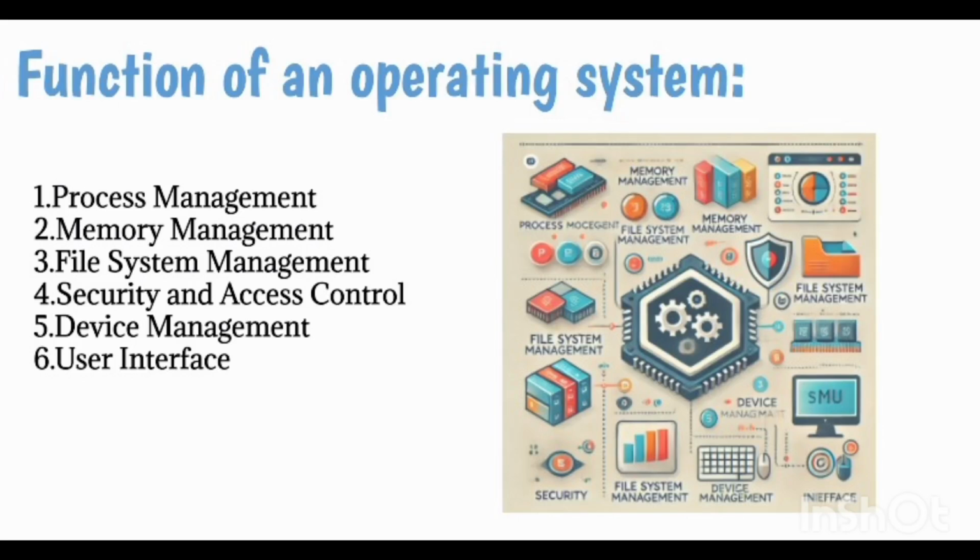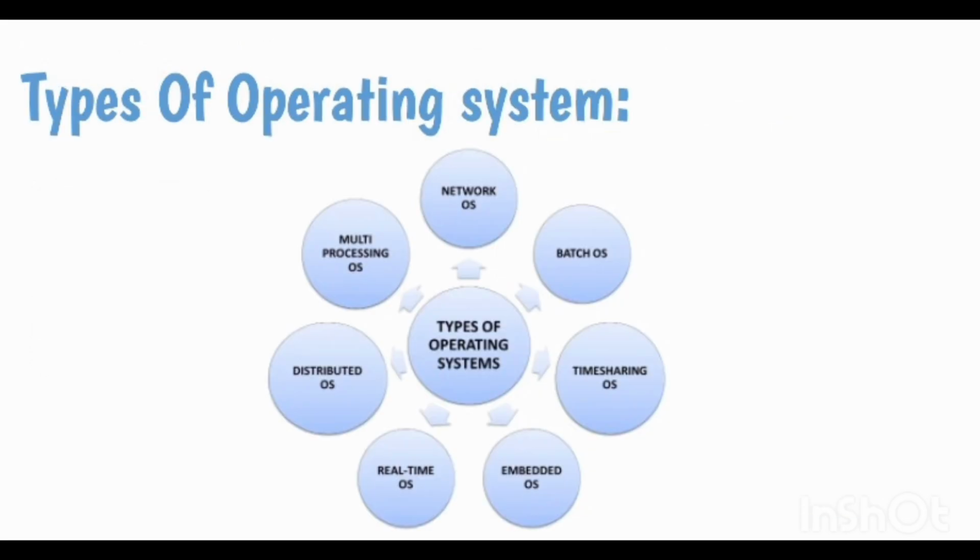The first: process management, memory management, and file management. Next, security and access control, and device management. Last, user interfaces. Next, we see the types of operating system. We have 7 types of operating system. Let's see: multiprocessing OS, network OS, batch OS, time sharing OS, embedded OS, real time OS, distributed OS. These are the types of operating system.